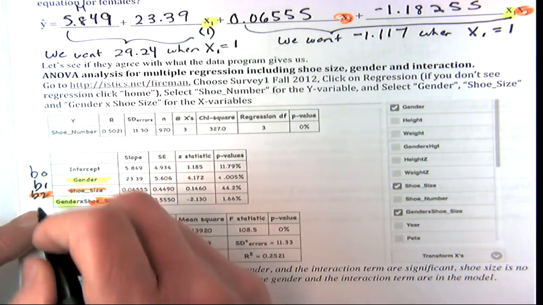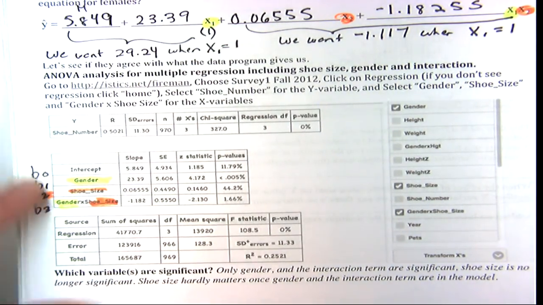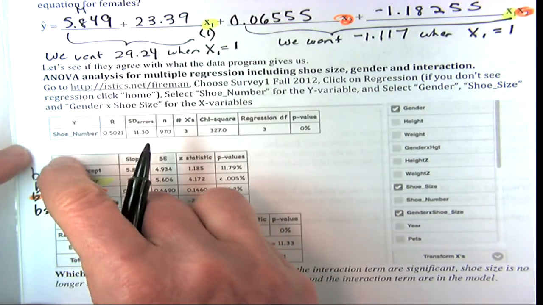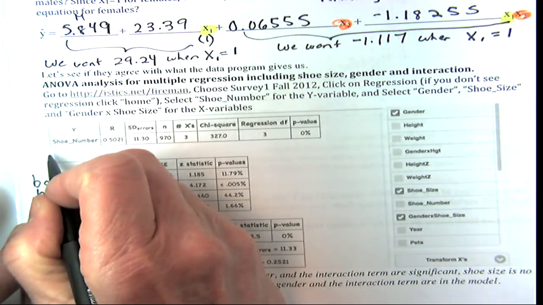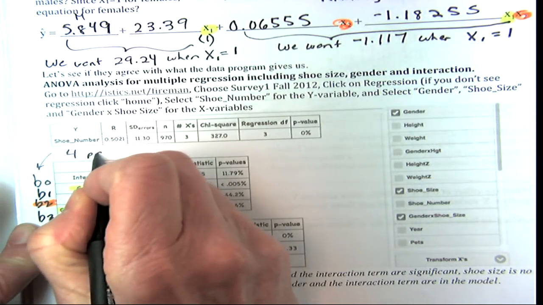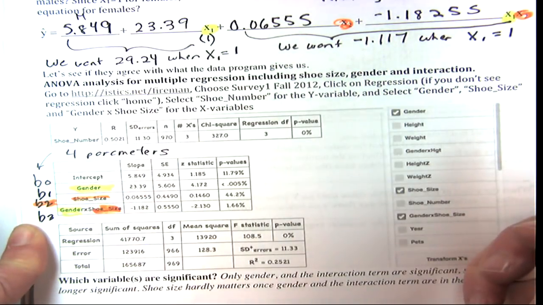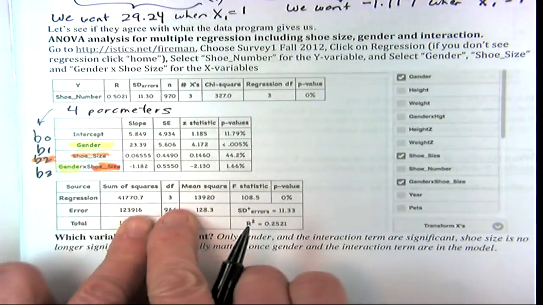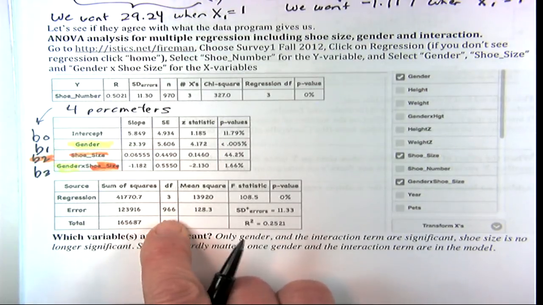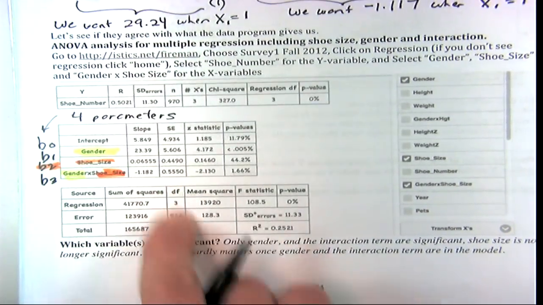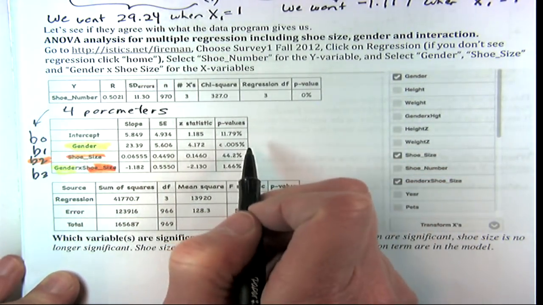We could call it B3. I don't have to call it B1, 2. We could call it B3 if you want. Just so you see that now you have 4 parameters. And that's why our degrees of freedom for the model is 3. It's 4 minus 1.